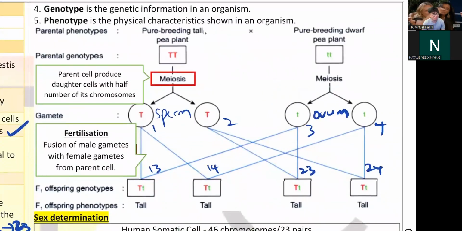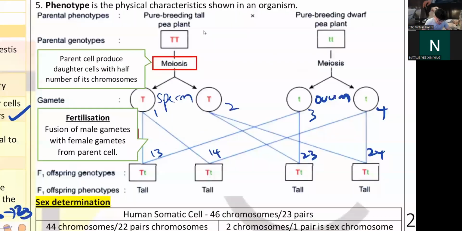Okay, so I hope you have no problem here. It should be very easy, so the rest of this chapter is all about drawing this diagram. It's all about drawing this diagram. Okay, so we shall go into the exercise later.